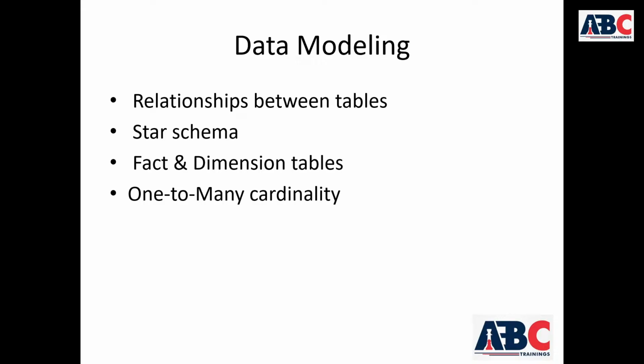So, star schema. Power BI follows a star schema designed for best performance. In a star schema, one central fact table contains numerical data like sales amount or quantity. Multiple dimension tables contain descriptive information like customer, product, or date. This structure improves report performance, simplifies DAX calculations, and makes the model easier to understand.